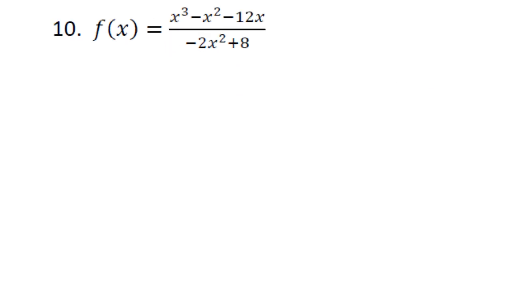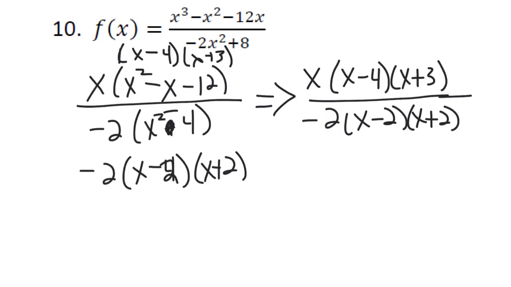In problem 10, we're going to determine the x-intercept. Again, we're going to factor first, and then we're going to get the x-intercept from the numerator anywhere there's no hole. Okay, once I've completed the factoring, I cleaned it up a little bit and rewrote it over here to the right side. This ends up being x times x minus 4 times x plus 3. The denominator ends up being -2 times x minus 2 times x plus 2. So that's this completely factored.